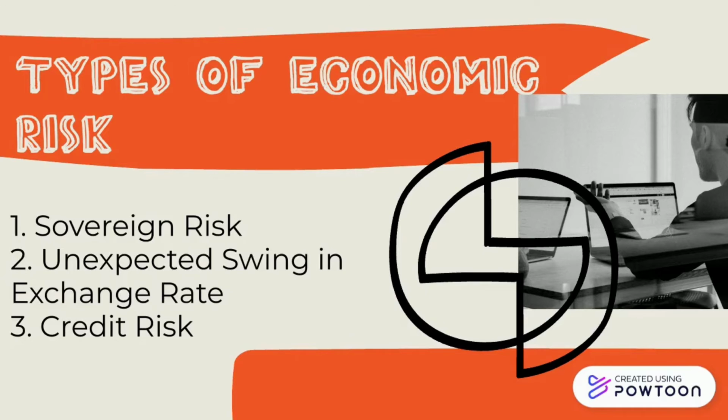The second type of economic risk is unexpected swing in exchange rate, or exchange rate risk. This risk happens if the market moves drastically to impact the exchange rate, for example the oil price, or news that can cause a fall in demand or change in inflation or even interest.